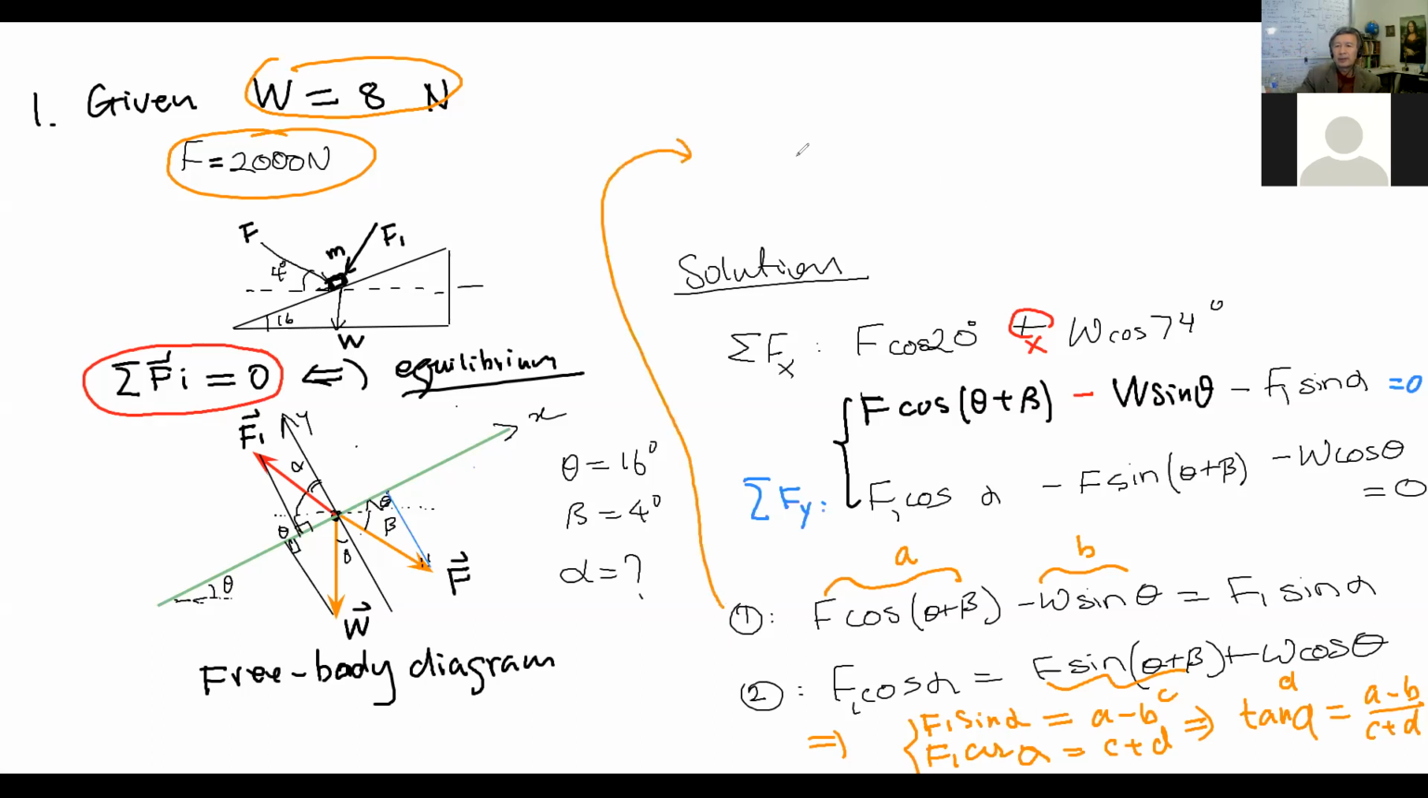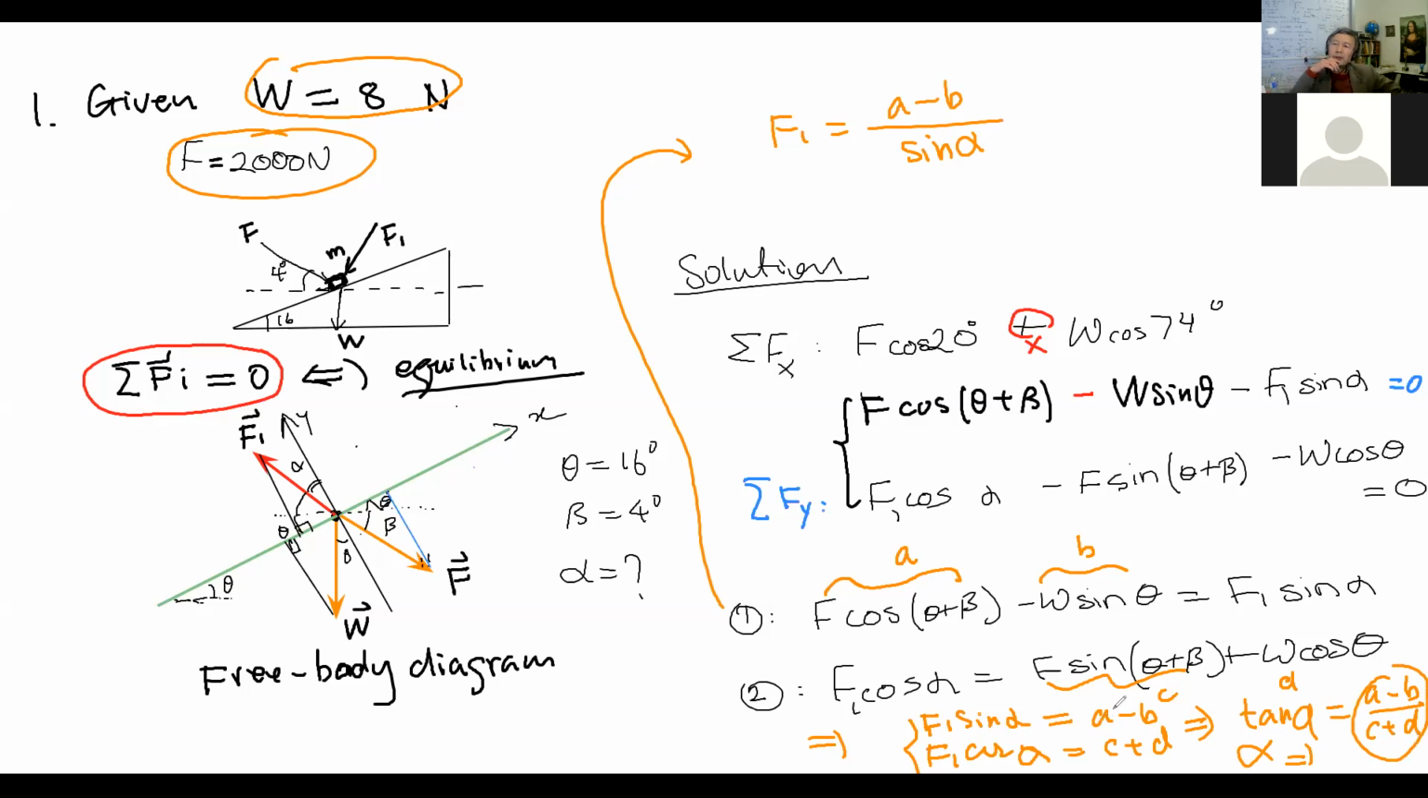For example, the first equation: sine alpha equals A minus B divided by F1. Or you just go the other way around, so F1 equals A minus B divided by sine alpha. You have to be quick next time, okay? You agree? So alpha is given, so F1 can be solved from this equation.